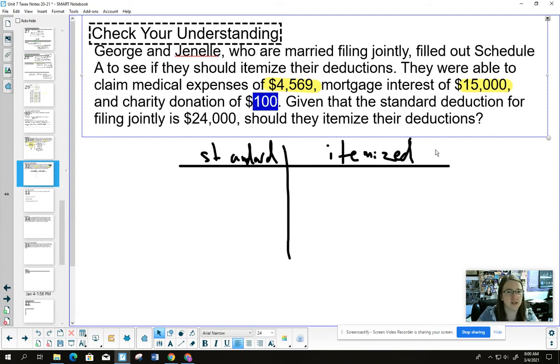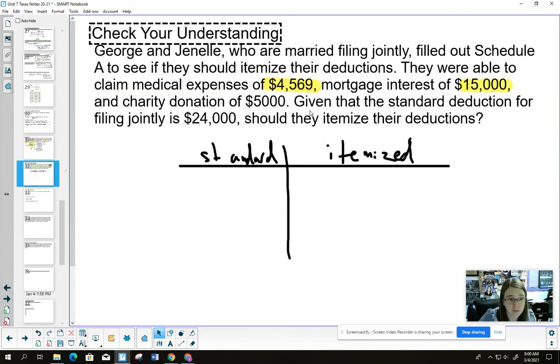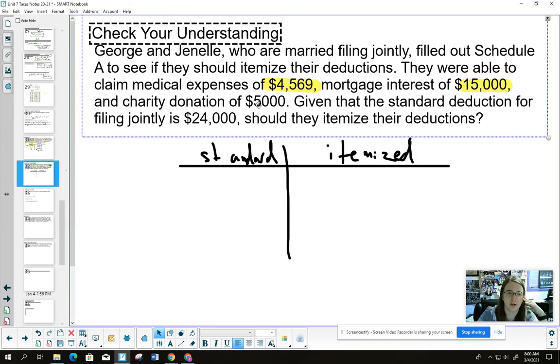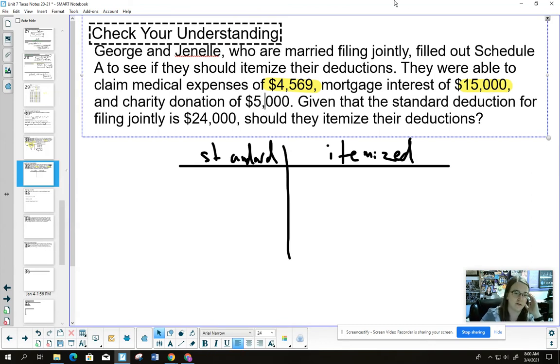So let's go 5,000. There we go. Okay, so I want you to try this problem. If you could please change the charity donation to 5,000. I'm going to keep it that way for the future. I don't know why I didn't do that in the first place. So try this problem now. This is a charity donation of 5,000. Again, in your notes, it says 100. Please change it to 5,000. I wanted to change that for the purpose of this question. So compare the standard to the itemized deductions. Go ahead and try this.